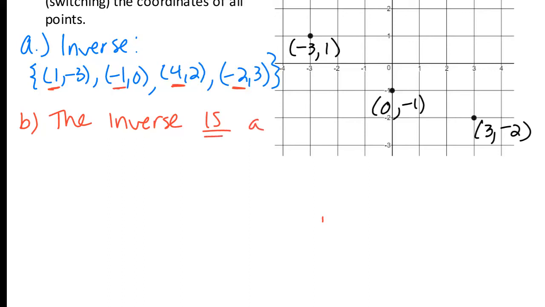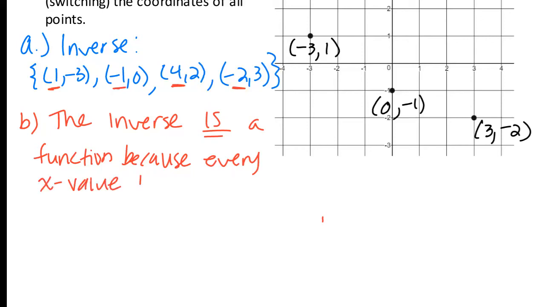is a function because, oh my gosh, I can't write today. Because every x value has its own y value. So then it is a function.